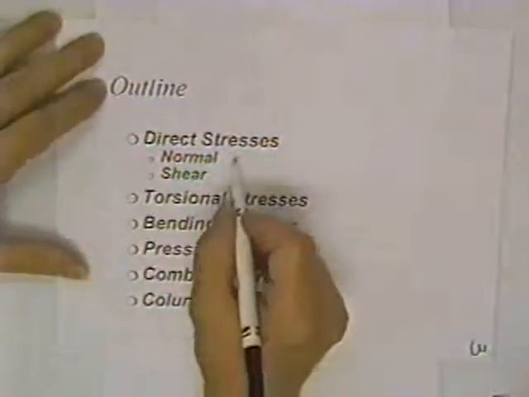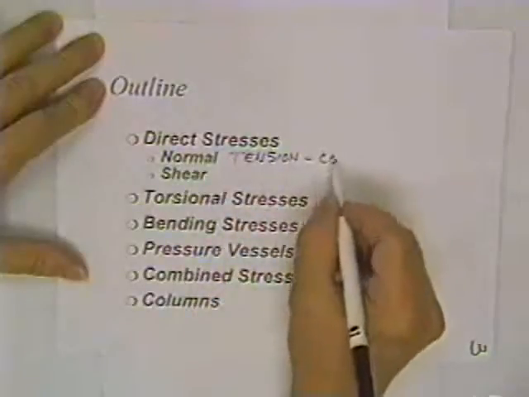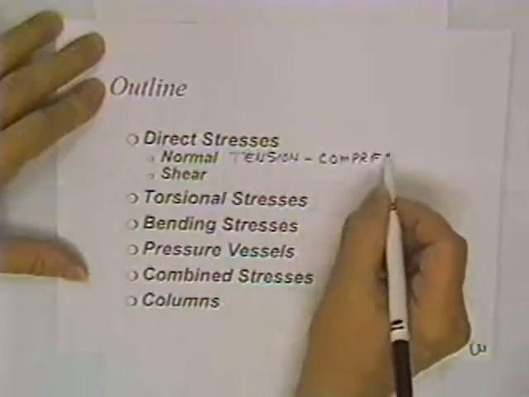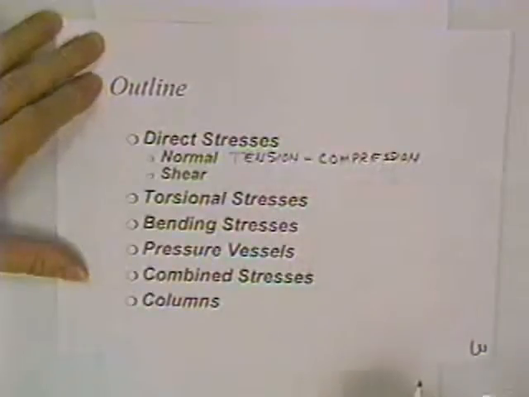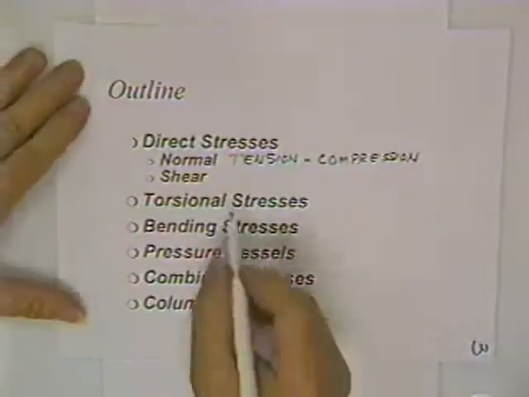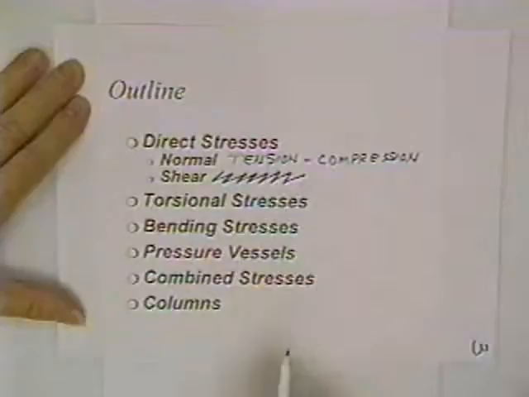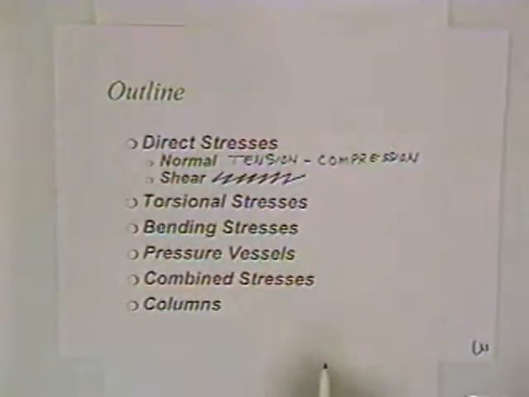Normal stresses include tension and compression. Tension stresses would be, for example, in a piece of wire when you pull on it. Compressive stresses would be the type of stresses that would be in something when you press on it. And shear stresses are slightly different. Shear stresses are wiping stresses. Those are shear stresses right there. When you rub your pencil across a page and little pieces of it come off on the page.